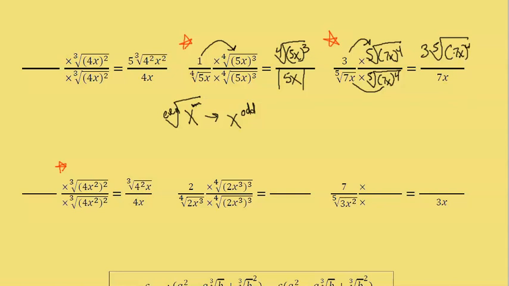You could also multiply out the 7 to the 4th and x to the 4th, but we could just leave it like this for this worksheet. Let's look at one more on this page.